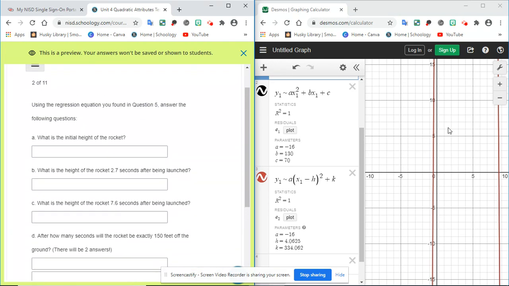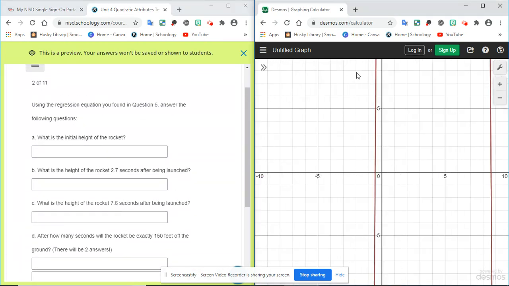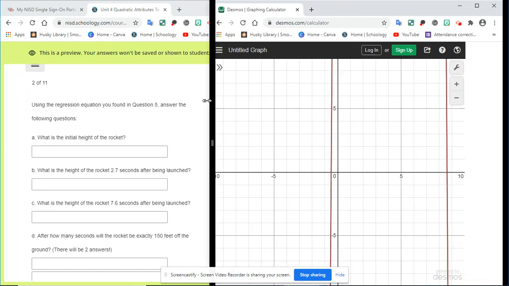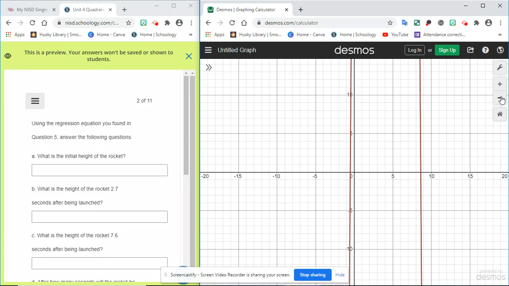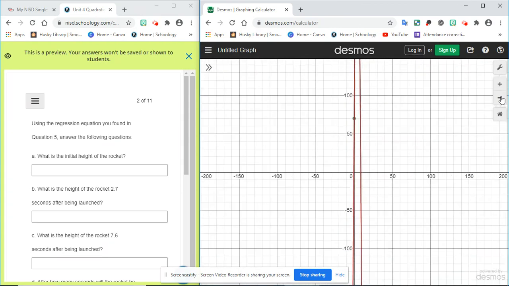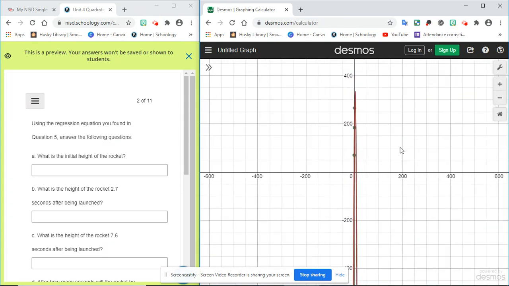So all of these can come from this graph. I'm going to reduce the screen a little bit on the left, add some space. If I zoom out, I can see the equation right here, right? There's this big parabola that's popping up. This is my parabola because it's a rocket. It goes really, really high and then it comes down. So what is the initial height of the rocket?